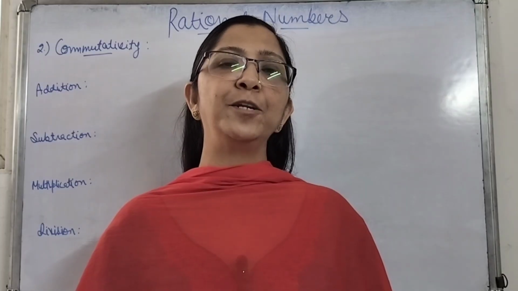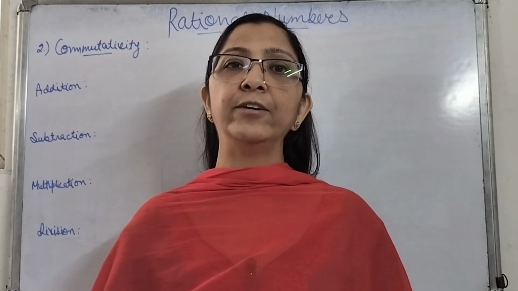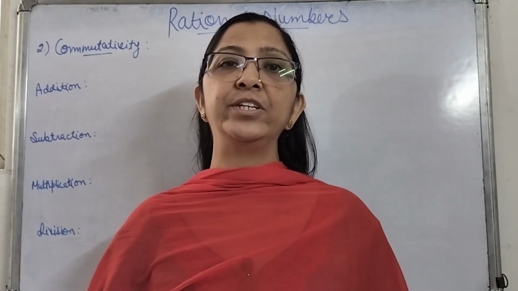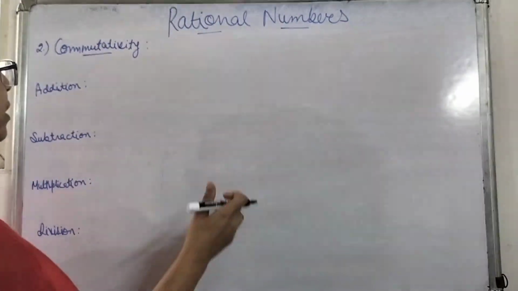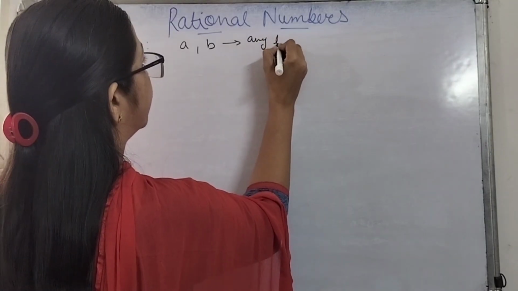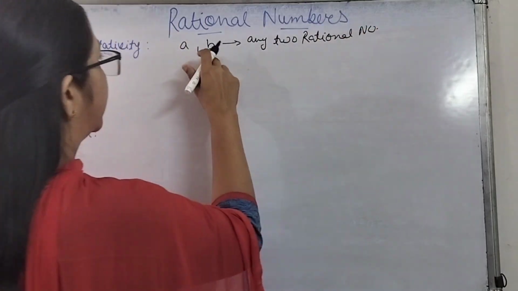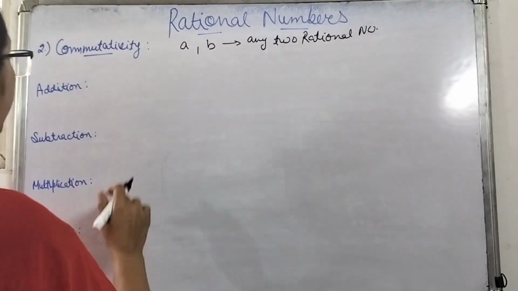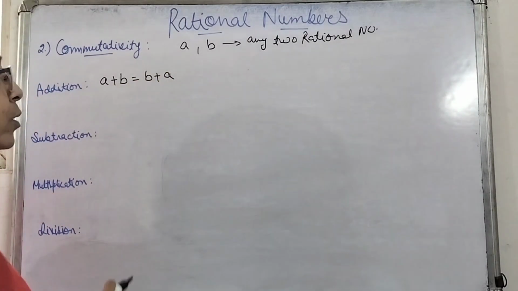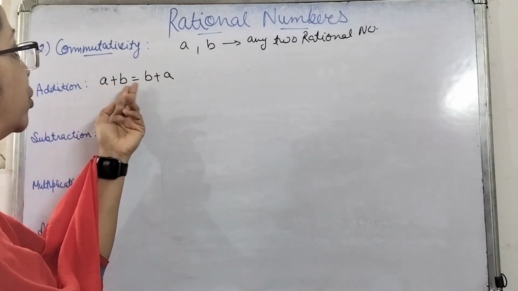Now let's understand the second property, that is commutativity for rational numbers. Again, we will be checking for all the operations, that is addition, subtraction, multiplication and division. Again, we are assuming that there are two rational numbers. Suppose A and B are any two rational numbers. One of the rational numbers is A and the other is B. So we will be checking whether A plus B is equivalent to B plus A or not. That means if we change the order, whether the sum of these two rational numbers will be the same or not.